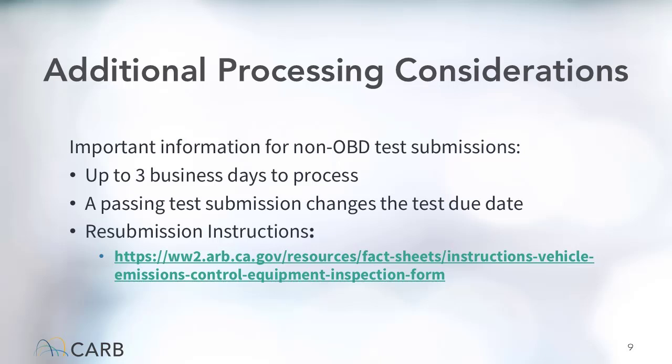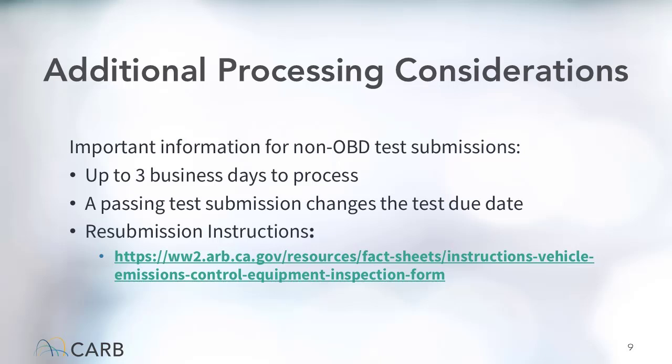There are just a few additional items you need to consider about the processing of non-OBD test submissions. Please understand that non-OBD test submissions can take up to 3 business days for CARB to process. Submitting a passing non-OBD test within the 90-day submission window will update your account and change the test due date to the next required test due date.